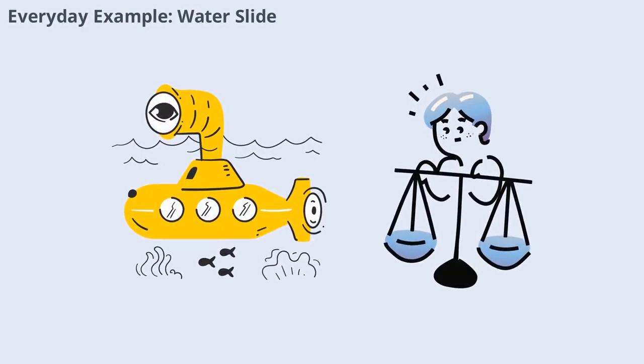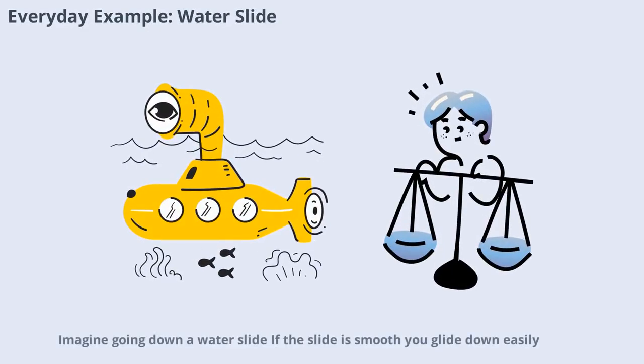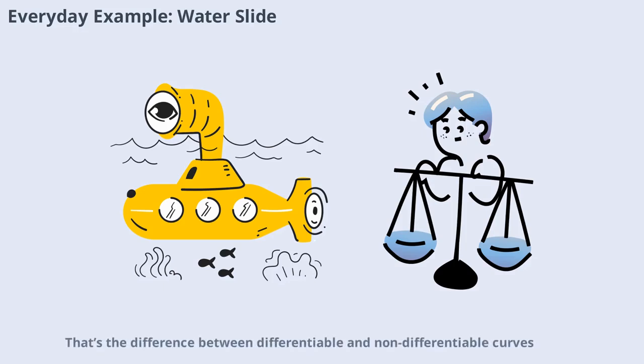Imagine going down a water slide. If the slide is smooth, you glide down easily. But if there's a sudden bump or a sharp turn, you might get a jolt. That's the difference between differentiable and non-differentiable curves. Smooth slides are like differentiable functions.